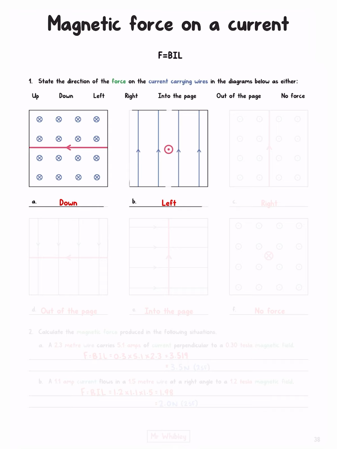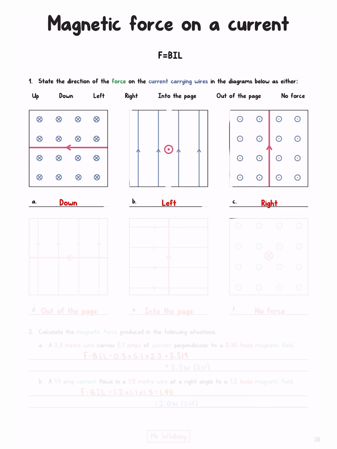For our third example, we have our magnetic field coming out of the page, and our current traveling upwards. If we take our right hand and point our fingers out of the page in the direction of the magnetic field, and point our thumb upwards, then we have our palm facing towards the right, which is the direction of our force.